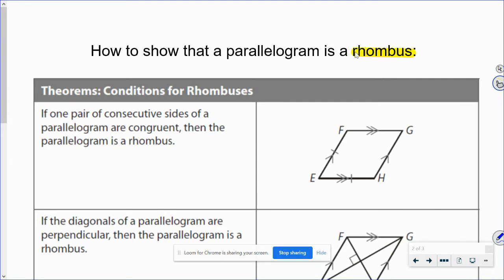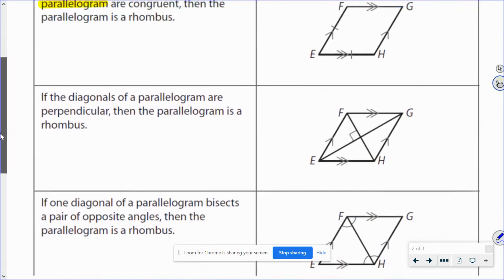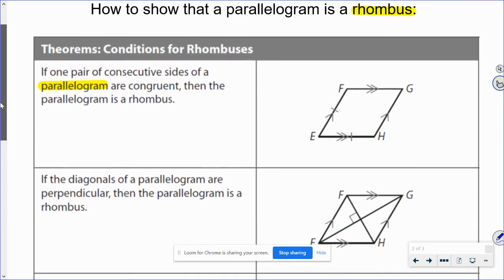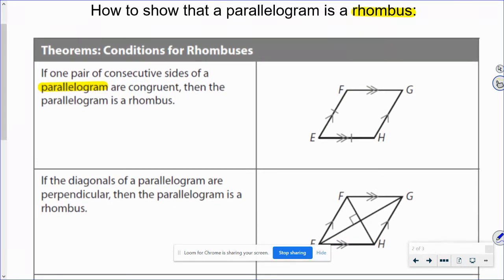that an already established parallelogram is a rhombus, like all sides are the same, right? So here are 3 ways that you can prove a parallelogram is a rhombus. The first one, if only one pair of consecutive sides, so that means the 2 sides right next to each other. That's what consecutive is. So not across from each other, but next to. So one pair of consecutive sides of what's already a parallelogram, right? These all start with parallelogram first. Yep, you have opposite sides parallel, and then on top of that, you have one pair of congruent consecutive sides.